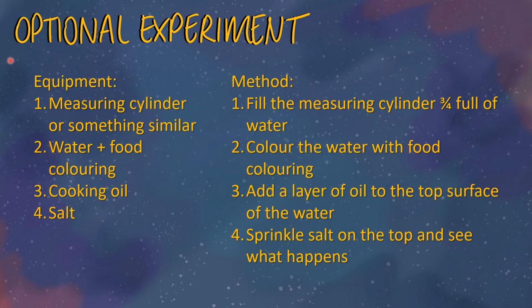We have an optional experiment here. So, if you can, try this at home. If you can't, don't worry about it. So you need a measuring cylinder or something similar, so you can just use a glass. It needs to be see-through though. You need water and food colouring, you need cooking oil and salt. Fill the measuring cylinder, colour the water, add a layer of oil to the top surface of the water, sprinkle salt on the top and see what happens. So this is just something for you to investigate if you can.